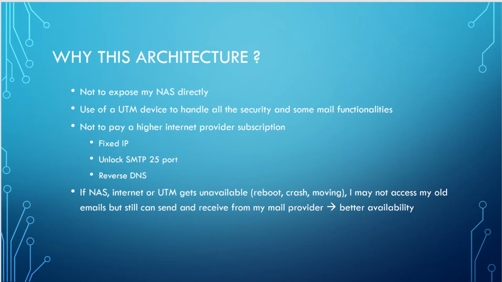Now, for better availability: if any component of my infrastructure, my NAS or my UTM, is unavailable because of a reboot, a crash, or because I'm changing IP or moving somewhere else, I may not be able to access my old emails, but I can still send and receive directly with my mail provider. So at least I can still use it.